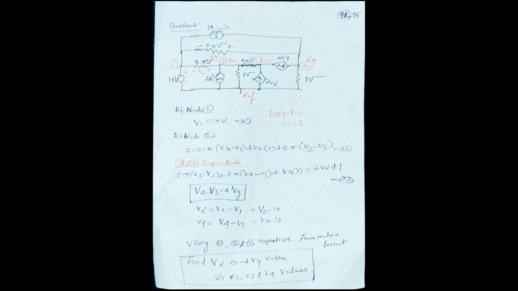We put V1 equal to 10 volts in these equations. From equations 1, 2 and 3 we form the matrix format. So solve the equations and form the matrix format. Use a mathematical function, find the Vx and Vy values, and finally we find the nodal voltages V1, V2, V3 and V4. Thank you.